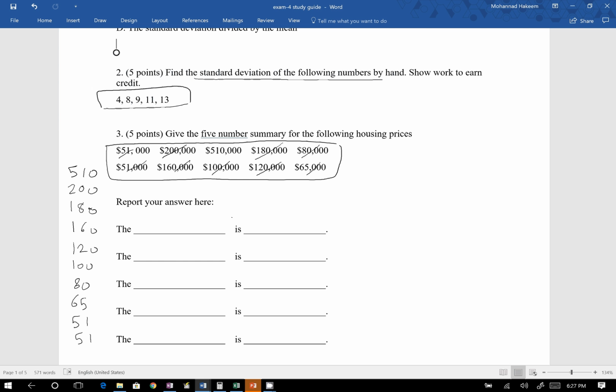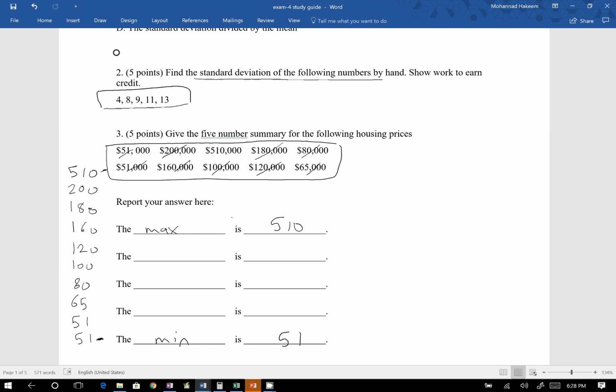So a total of 10 numbers: 1, 2, 3, 4, 5, 6, 7, 8, 9, 10. That's my minimum, that's my maximum. So I can start easily and say the maximum is 510, the minimum is 51.